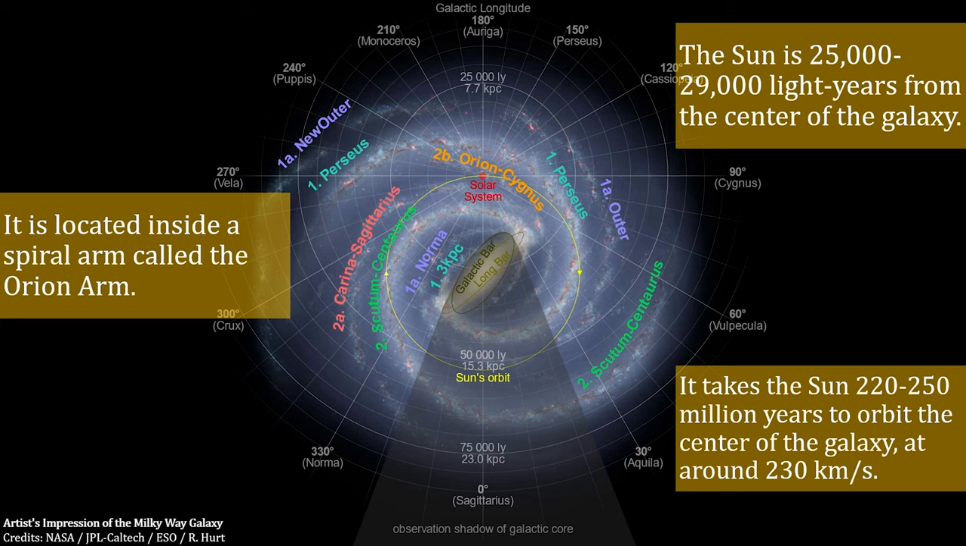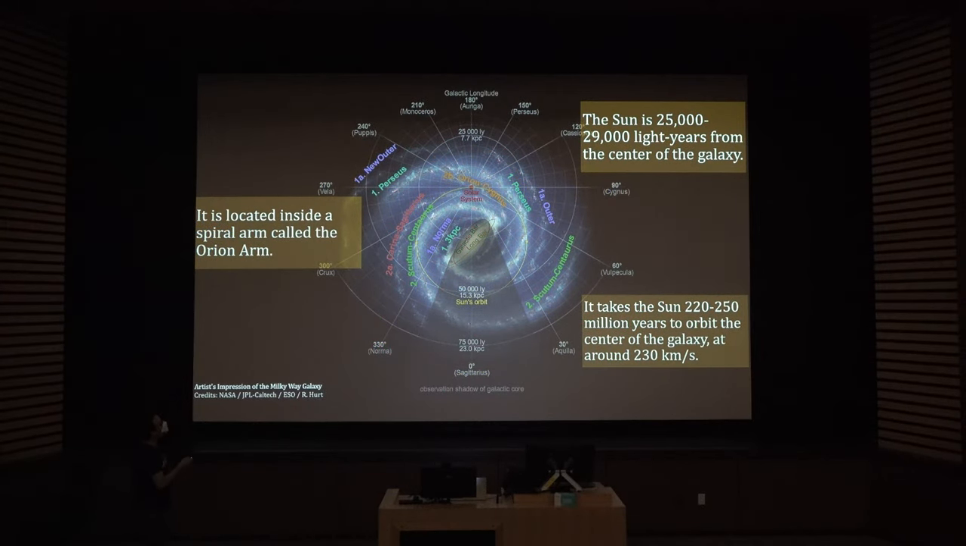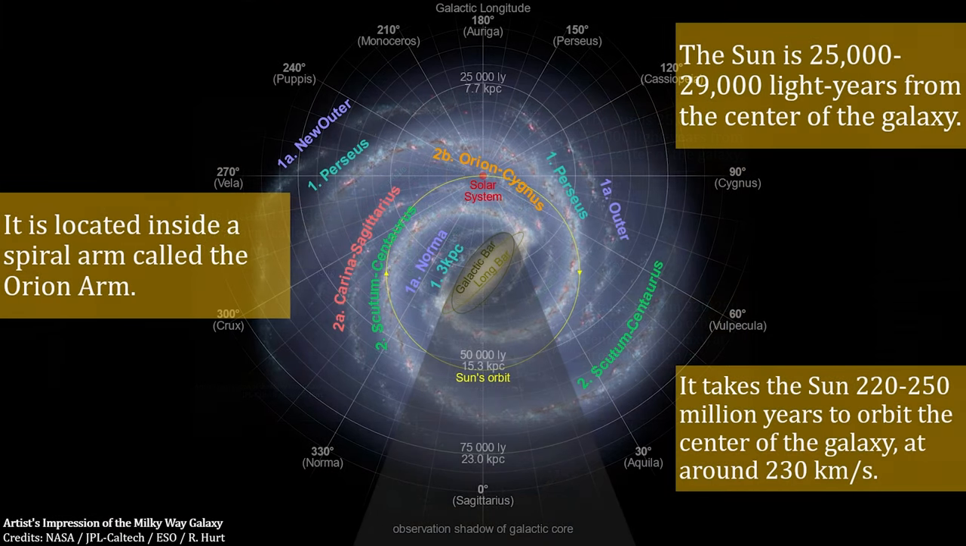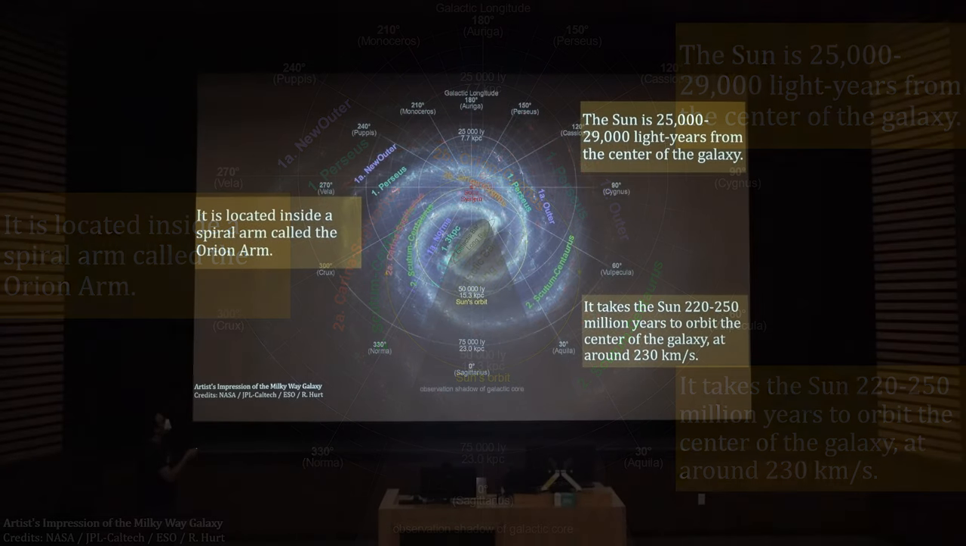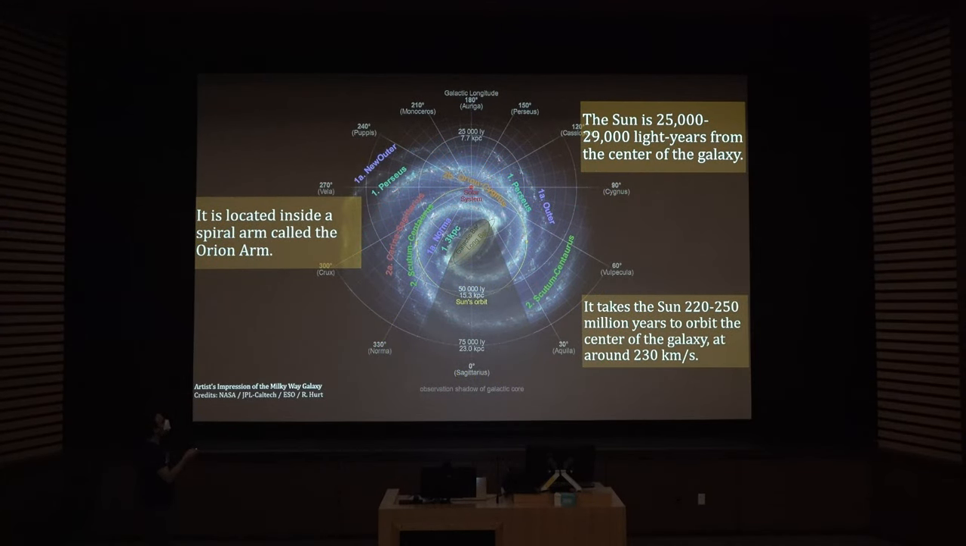Okay, so here is a sketch, of course not an actual photo, of the Milky Way galaxy. And you can see here the Orion arm, sometimes also called the Orion Cygnus arm. And again, you see these spirals. So each of these spirals has a name. The solar system is over here inside this arm.